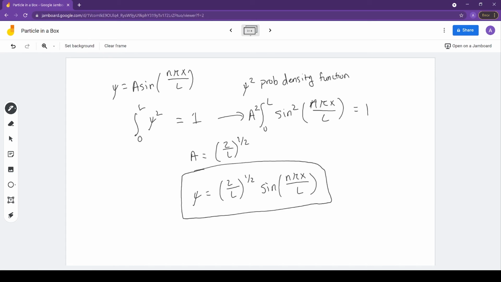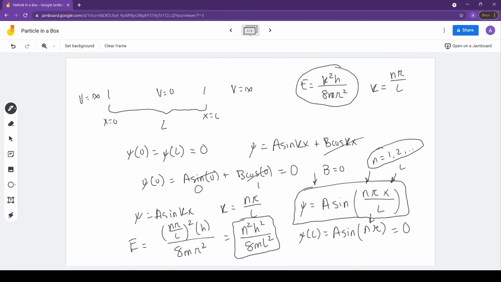So these are the two key expressions you want to have in mind. You want to know what your wave functions look like, and you also want to know this energy expression, especially the energy expression. It's really, really useful, and we're going to go over a problem that utilizes this equation in a pretty cool way.